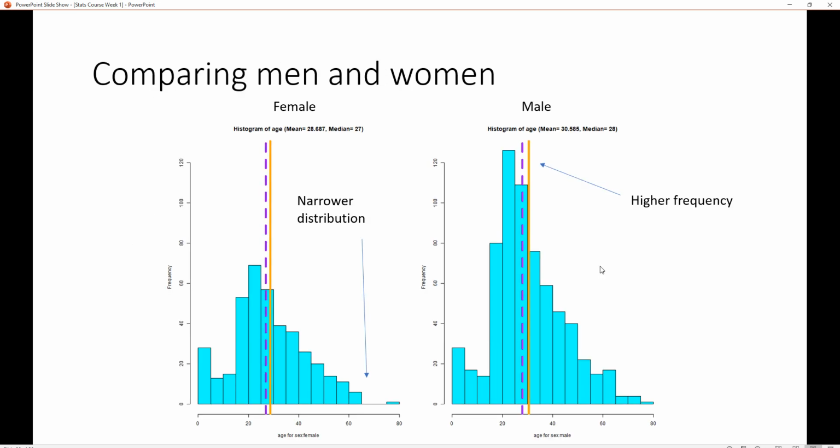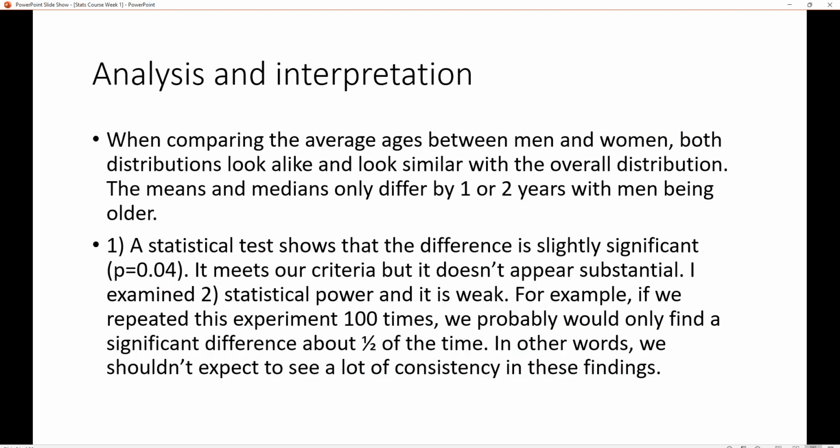If we're to go back, we can say, well, if anything, it just looks like there are more men, but in terms of age, it seems similar. So it meets our criteria, but it doesn't appear substantial. And that's an important thing to keep in mind, the difference between significant and substantial. One of the first questions you might get asked when you report your results is, is it significant? And if the answer is yes, the follow-up might be, is it substantial? Does it mean a lot? Is it important?